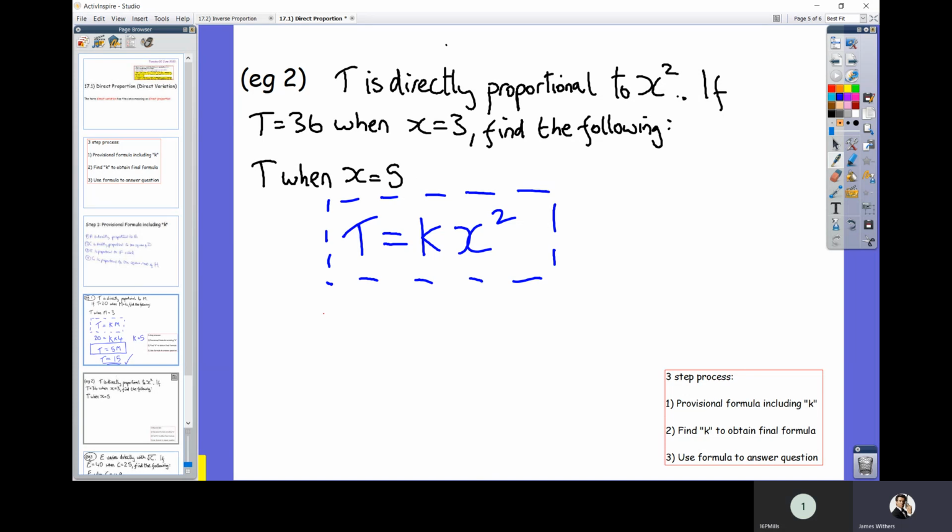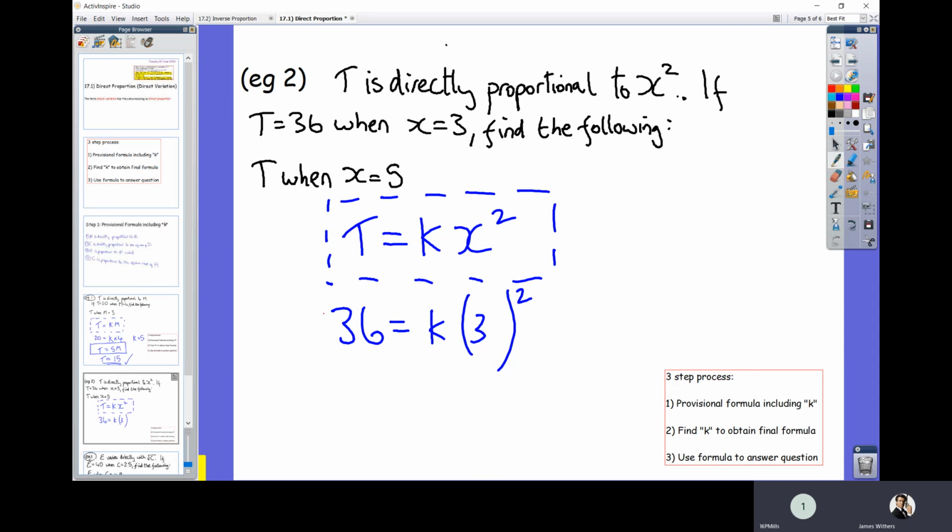Right, so what's step two of your workings? So you replace the T and the X with numbers. So T equals 36. So it'd be 36 equals K times 5 squared. Not 5, X is 3, squared. Good. So we've just replaced the X with a 3.